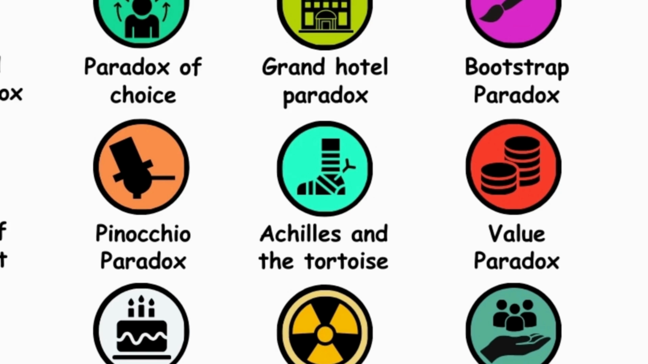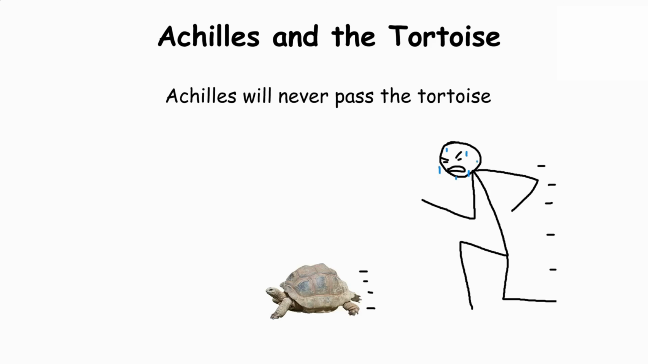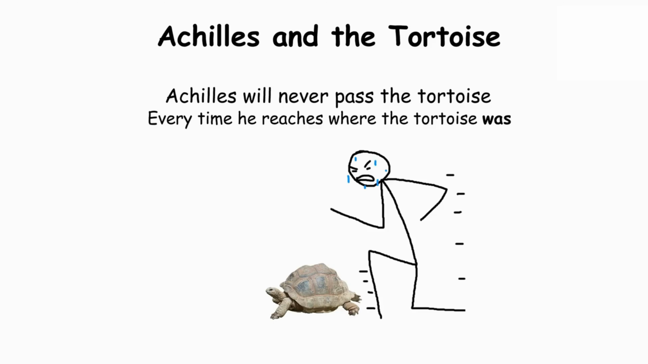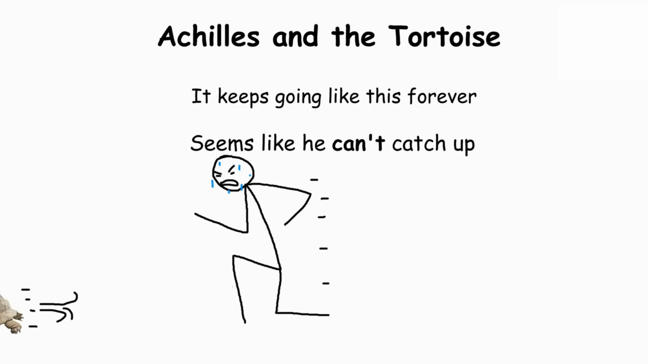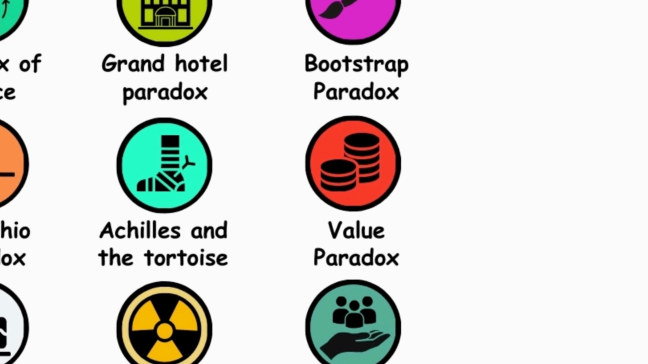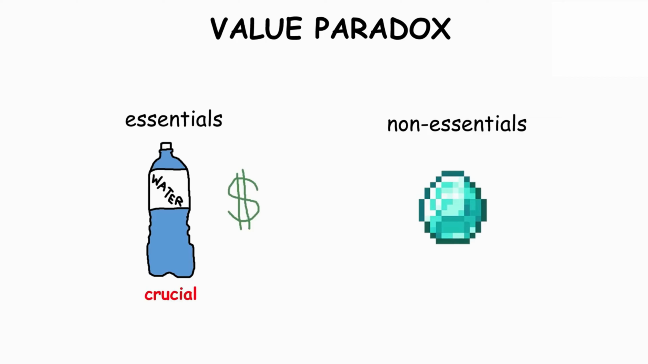Achilles and the tortoise. Achilles, a fast runner, gives a tortoise a head start in a race. The paradox says Achilles will never pass the tortoise because every time Achilles reaches where the tortoise was, the tortoise has moved a little. It keeps going like this forever, making it seem like Achilles can't catch up. Value paradox. Essential things like water are cheaper despite being crucial, while non-essentials like diamonds are more expensive.